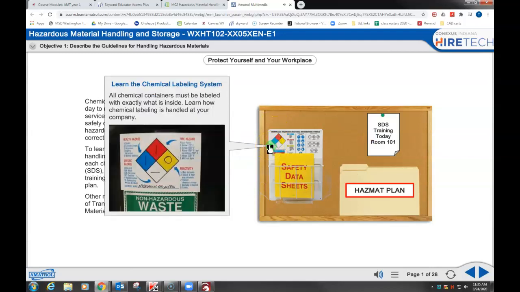Learn the chemical labeling system. All chemical containers must be labeled with exactly what is inside. Learn how chemical labeling is handled at your company.